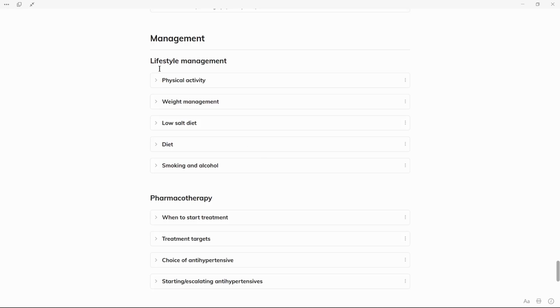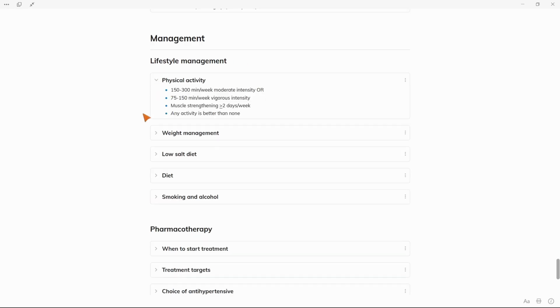We start with lifestyle management first, which is physical activity. The guidelines recommend 150 to 300 minutes per week of moderate intensity, or 75 to 150 minutes per week of vigorous intensity. We should aim to have muscle strengthening exercises on at least 2 days per week. The important reminder is that any activity is better than no activity.